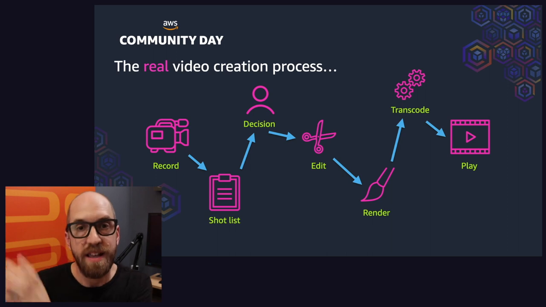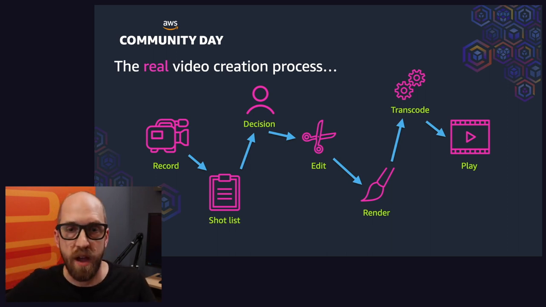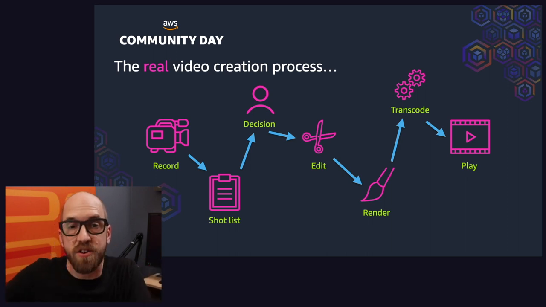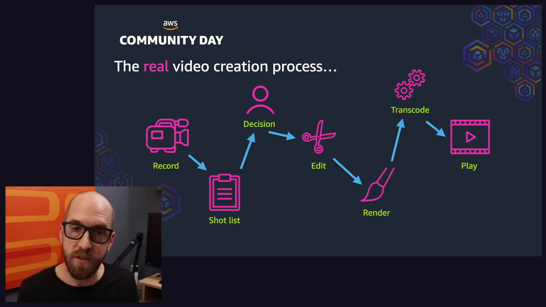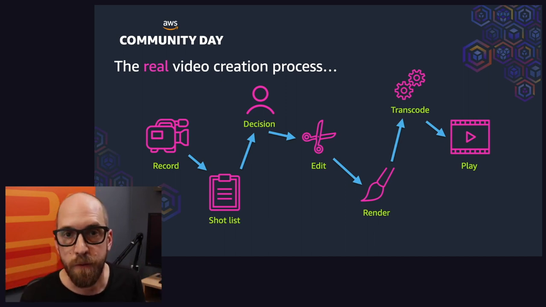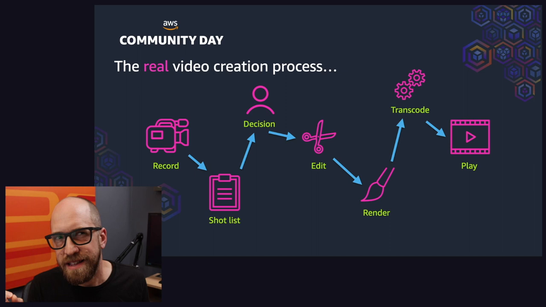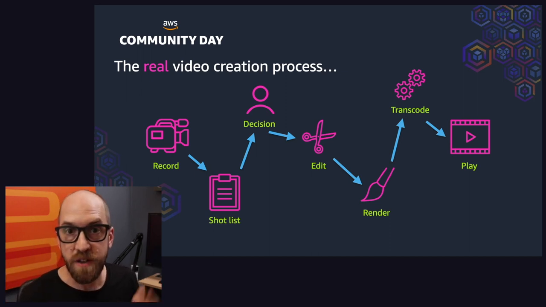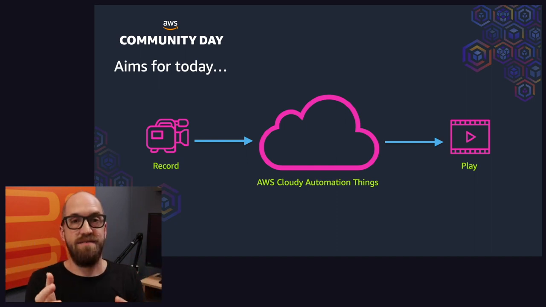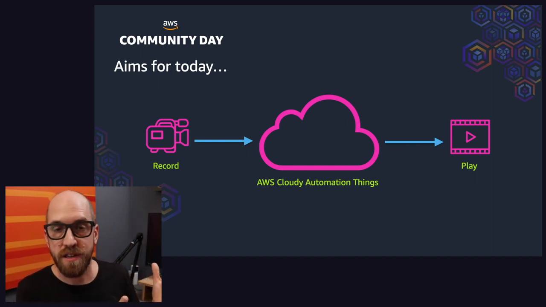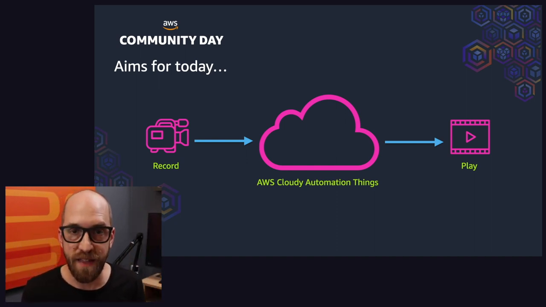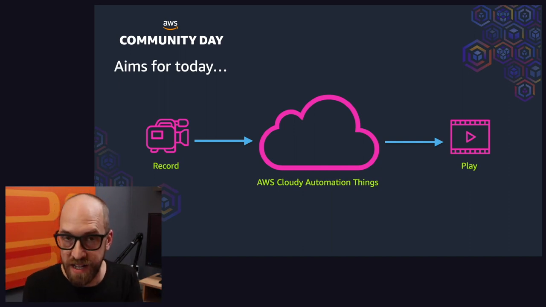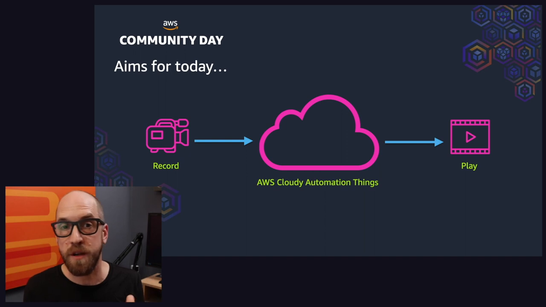Then finally, we've got our video. We can upload that somewhere. Everybody can watch it. So there's quite a lot of steps to the process of creating a video. And this is the set of steps that I want to take a look at in this brief session. And this is the quite ambitious architecture that I want to put together. I want to be able to record something or have the video provided. Then I want to do some cloudy automation things.